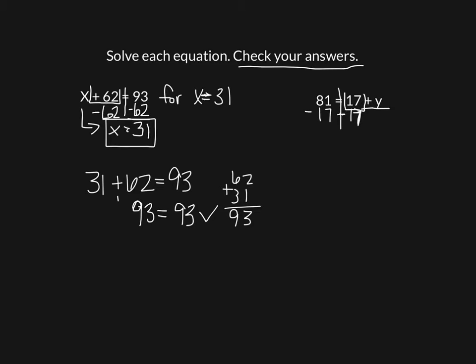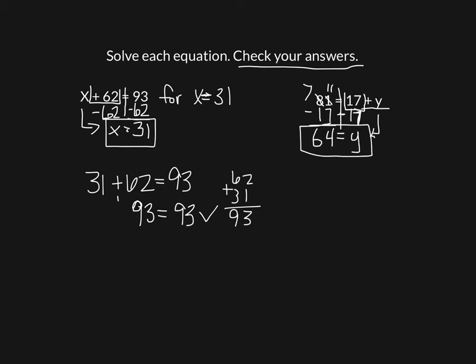17 minus 17 is 0. I'm going to bring down my y and my equal sign, and I have to do 81 minus 17. So I need to ungroup here. 11 minus 7 is going to equal 4. 7 minus 1 is going to equal 6. So I got y equals 64. I'll put a box around it.